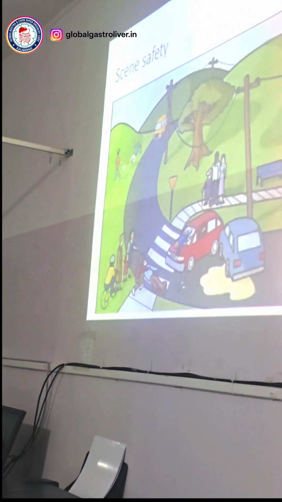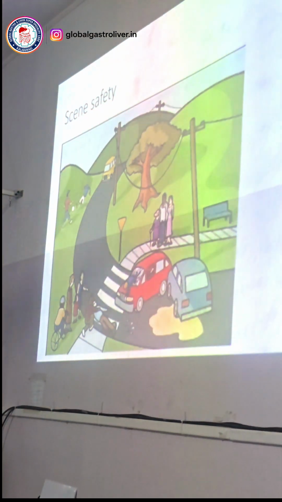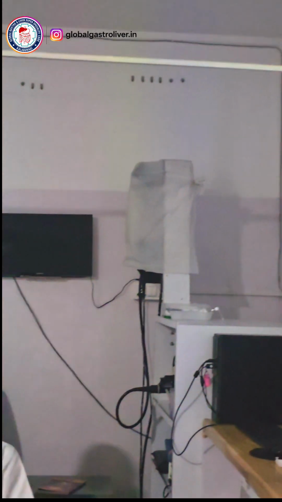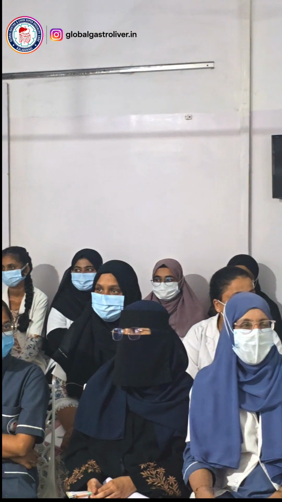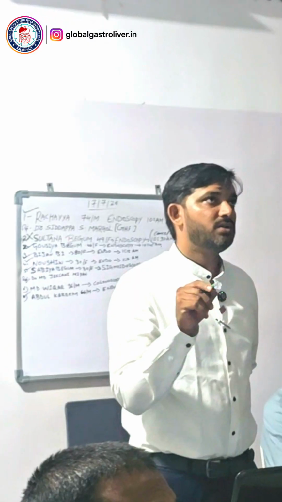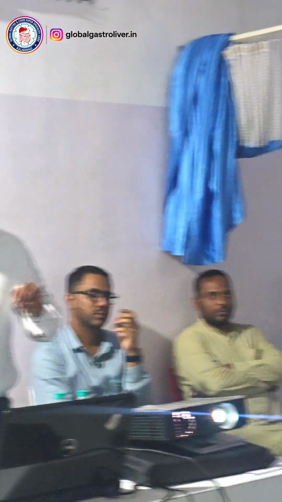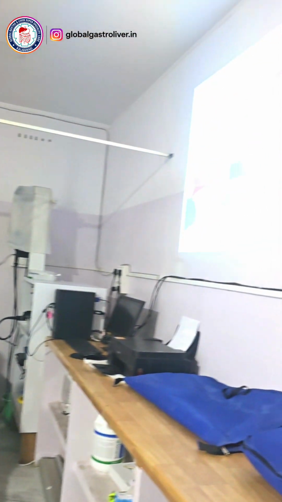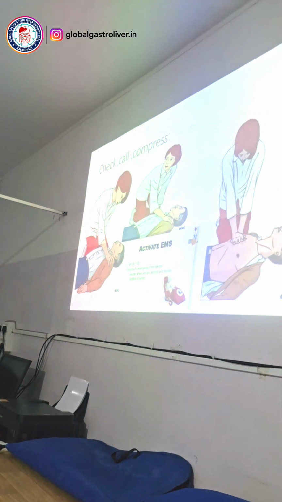and make him lie flat. Then you start CPR. First is recognition of cardiac arrest, then call for help, then scene safety should be there. First you check, then call, then start compression. Once you know this is a victim of cardiac arrest, go assess him. Double tap on both the shoulders. Are you okay? Are you all right? Naam kya hai? Both the shoulders you have to tap.